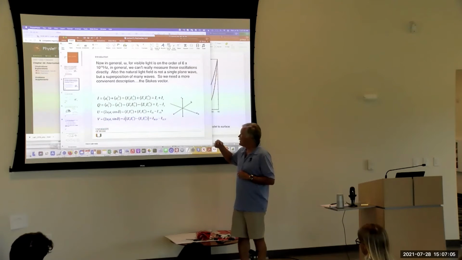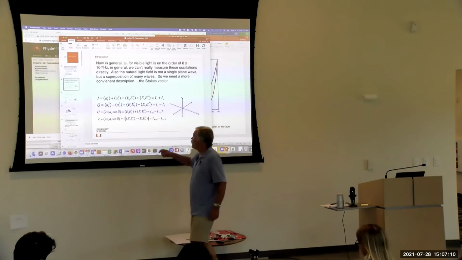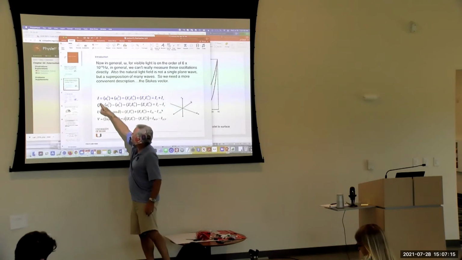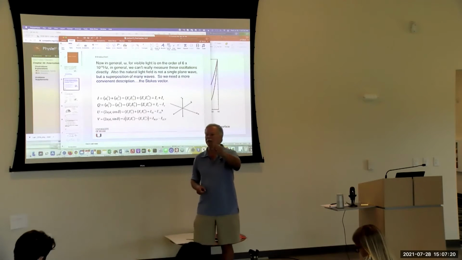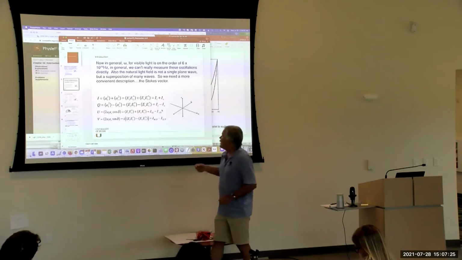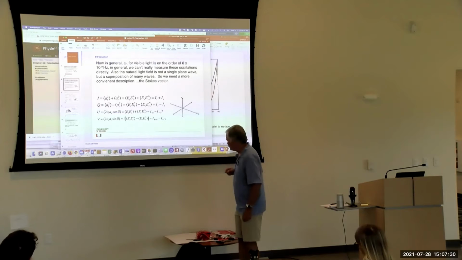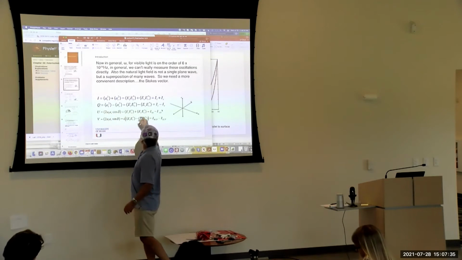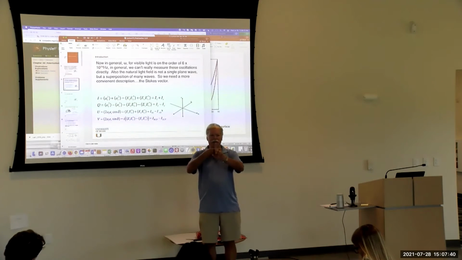So the reference system: there are four components of the Stokes vector, and the first one, I, is the total intensity. Intensity is what you've been measuring up until now, effectively. The Q of the Stokes vector is the difference between the light that's polarized in the L direction minus the light that's polarized in the R direction.